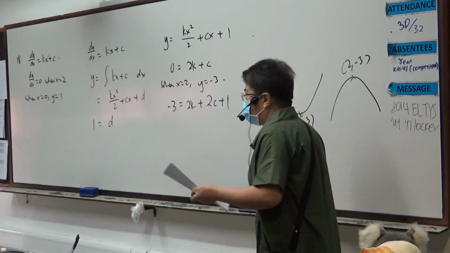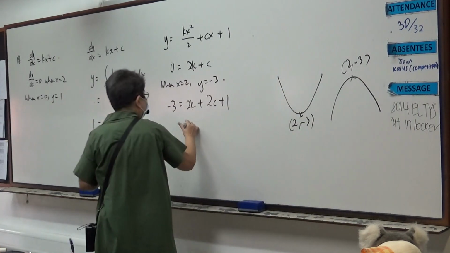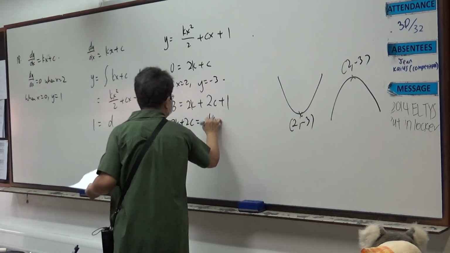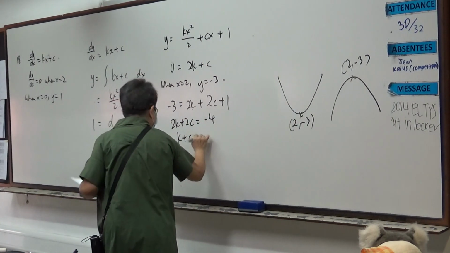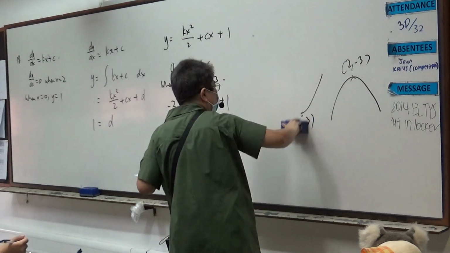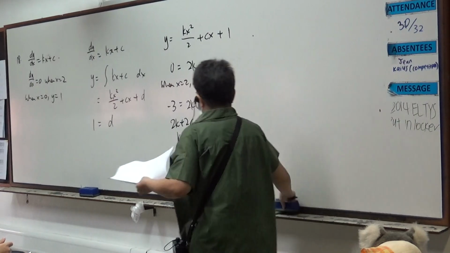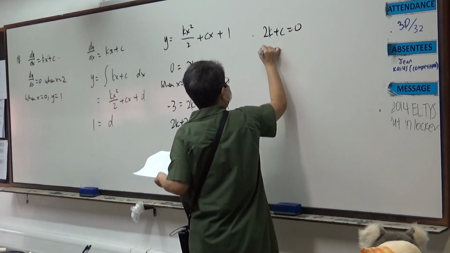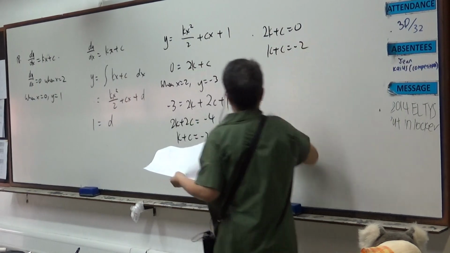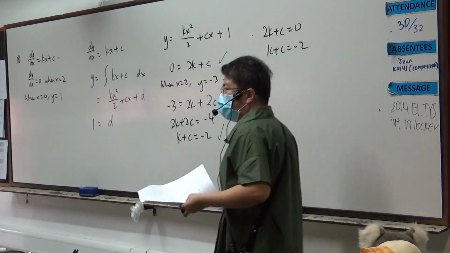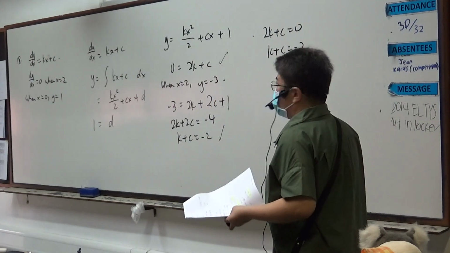Am I right now? So this one will give me what? 2k plus 2c equals -4. So k plus c is actually -2, right? Agree? Now I have two equations, two unknowns already. Some people say, wow, so where's the equation? No? I have 2k plus c equals 0, and k plus c equals -2. Can you see? This one and this one. I will solve simultaneous equations, right?